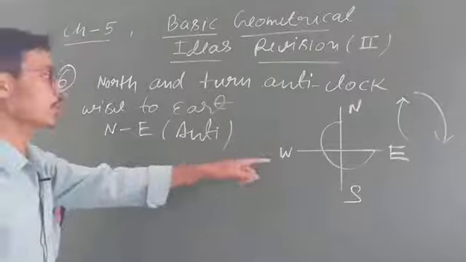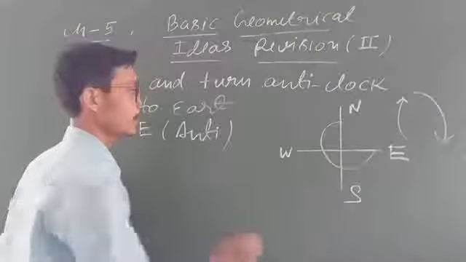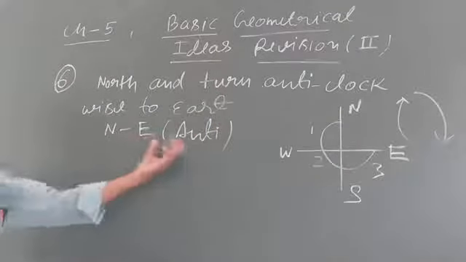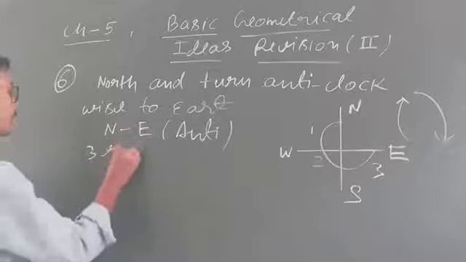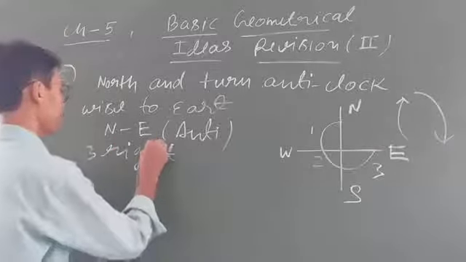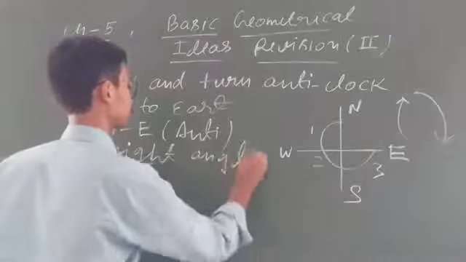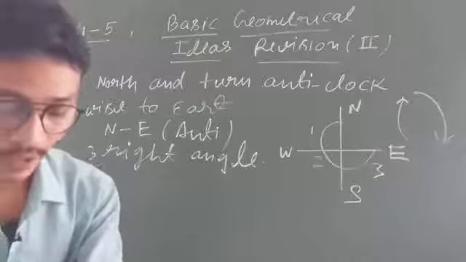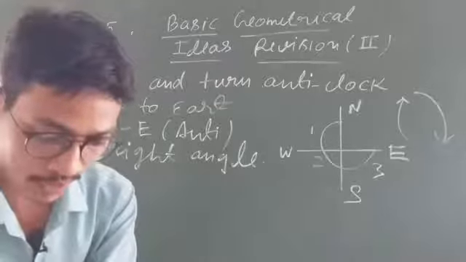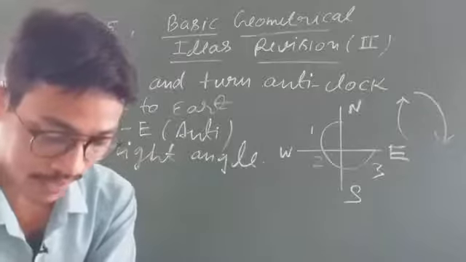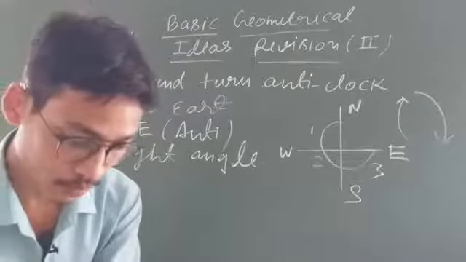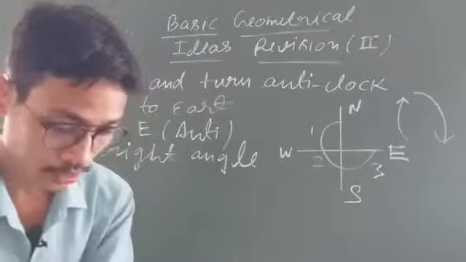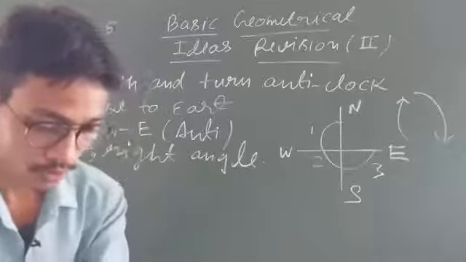Anti means anti-clockwise. So north to east anti-clockwise, how many right angles? See, one right angle, two right angle, three right angle. Very simple. You will write north to east anti-clockwise three right angle. Clear everyone? So north to east how many right angles? 3 right angles. Clear? So next question you will solve yourself. In a question, if it is given clockwise or anti-clockwise, you have to do the question very carefully. Clear everyone? Come, now the next question.